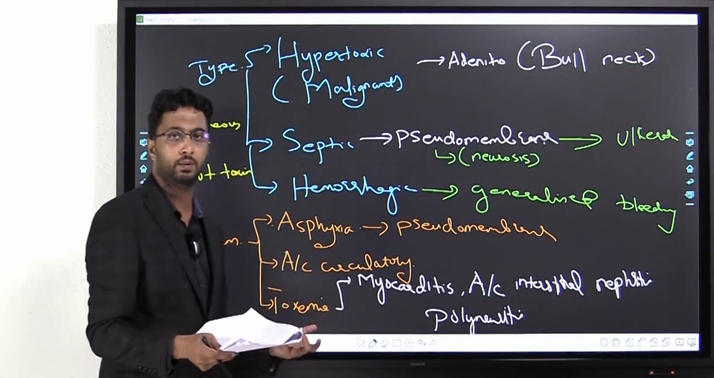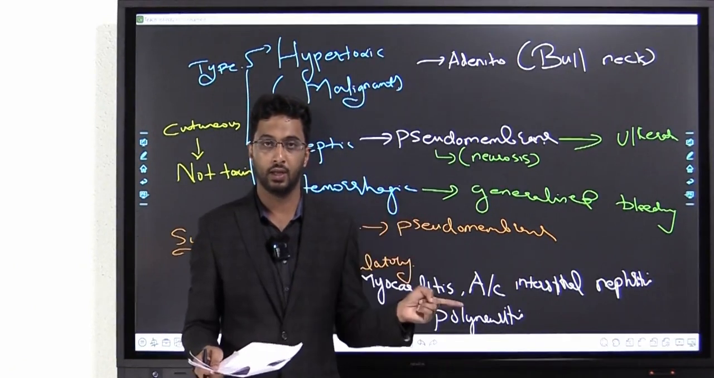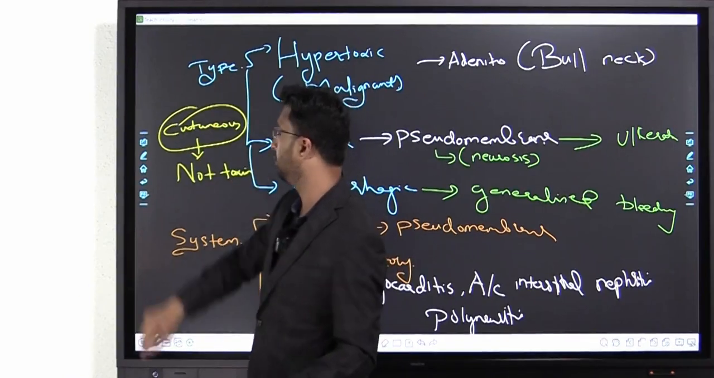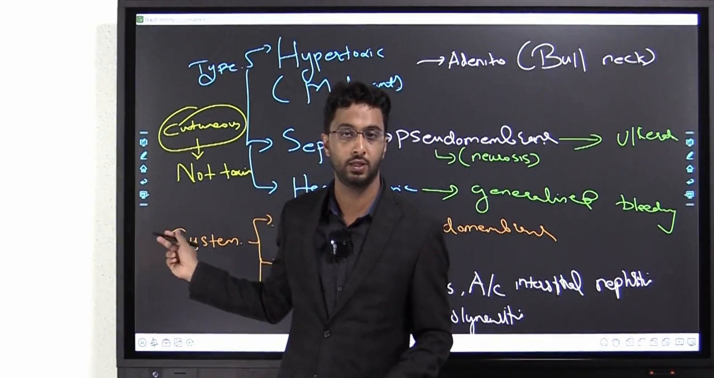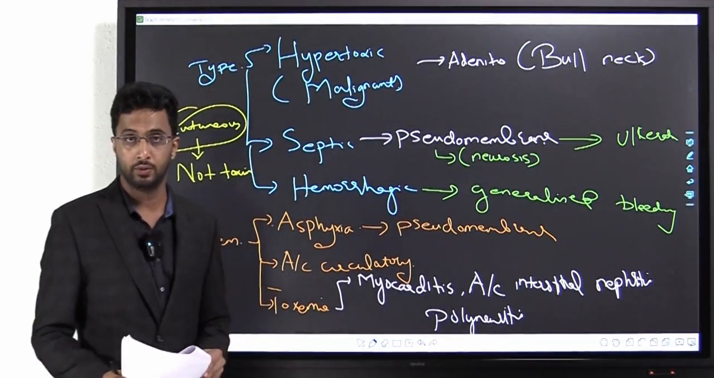Why is it important here? Because I've told you, when you're treating diphtheria, you need to neutralize the toxin. When you're treating cutaneous diphtheria, do you need to neutralize the toxin? No. Just give antibiotics. You don't need antitoxin.